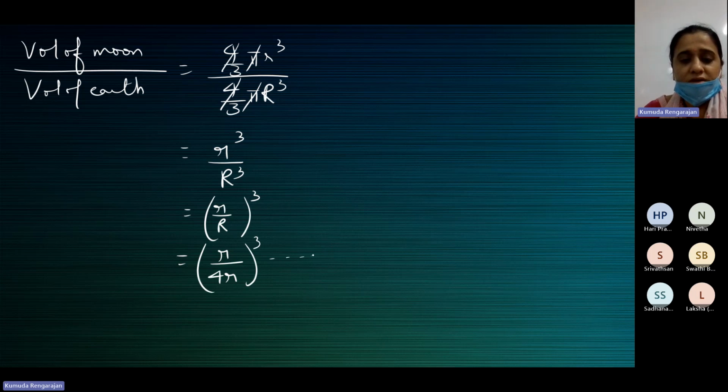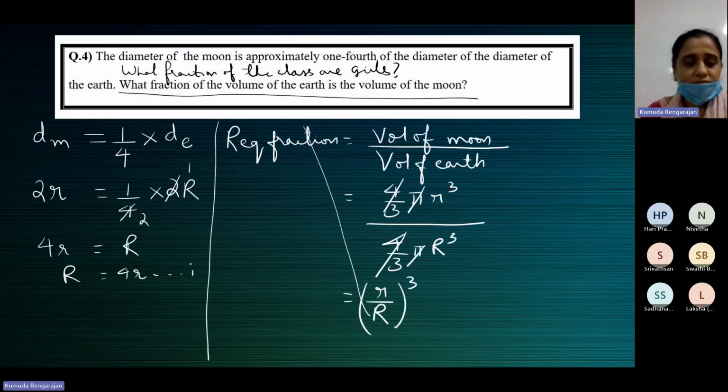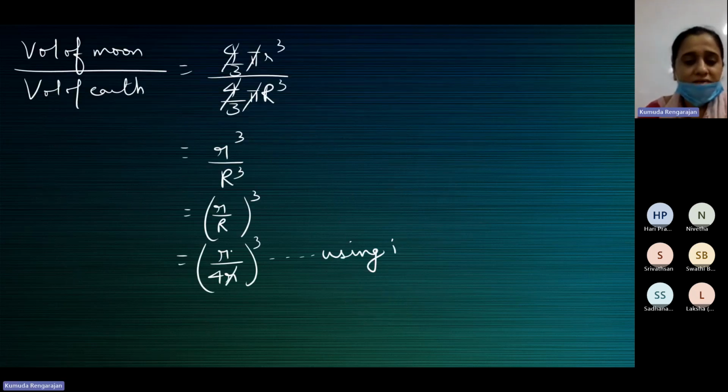You can say, using 1. You can go there and mark that as 1. Which one? This one is 1. So using 1, r and r will get cancelled. So you have 1 by 4 the whole cubed, which is nothing but 1 by 64.